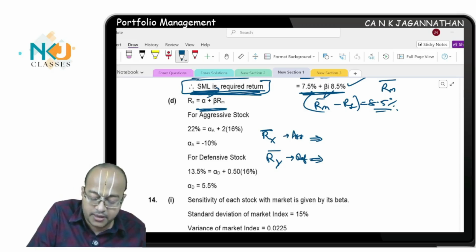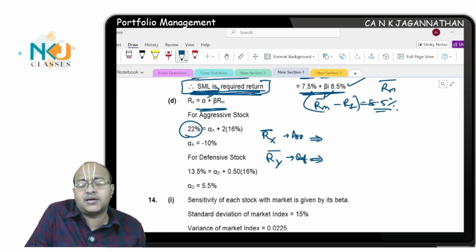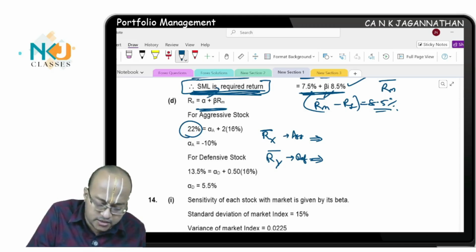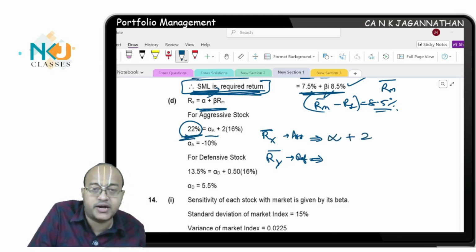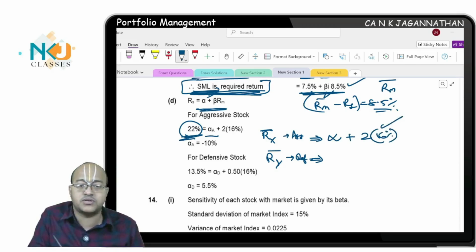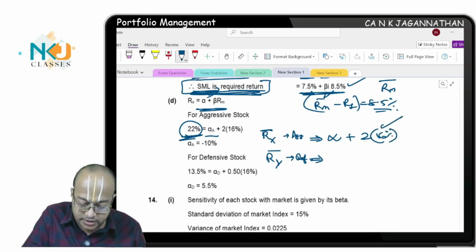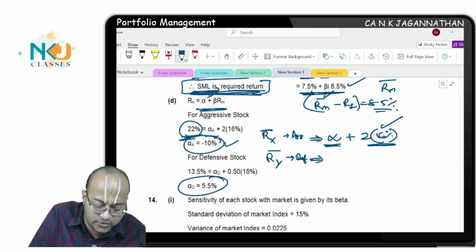Here, RX bar, what is the alpha? You will replace in the formula. RX bar, we already know, is 22%, the average return of the aggressive stock. So 22% is equal to alpha plus beta times RM bar. You don't know alpha, so simply write alpha, plus beta, which you already know for the aggressive stock, is 2 into 16%. Here also the average return is taken. The importance of this you will understand only after the Sharpe index model. Now, alpha plus beta times RM bar, how much do you find? Alpha is equal to minus 10%. Here also, alpha is equal to 5.5%.